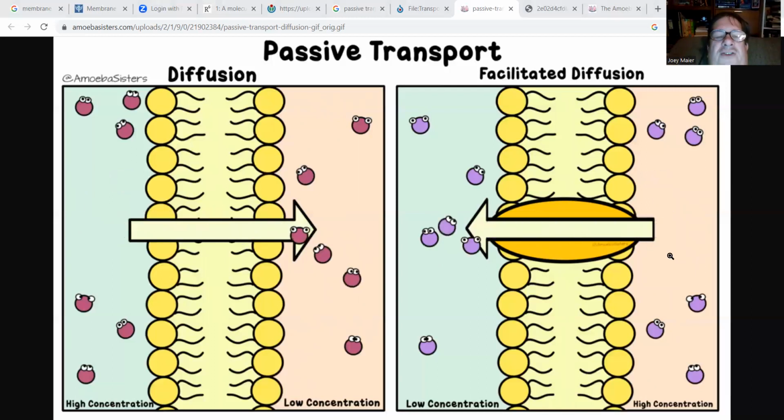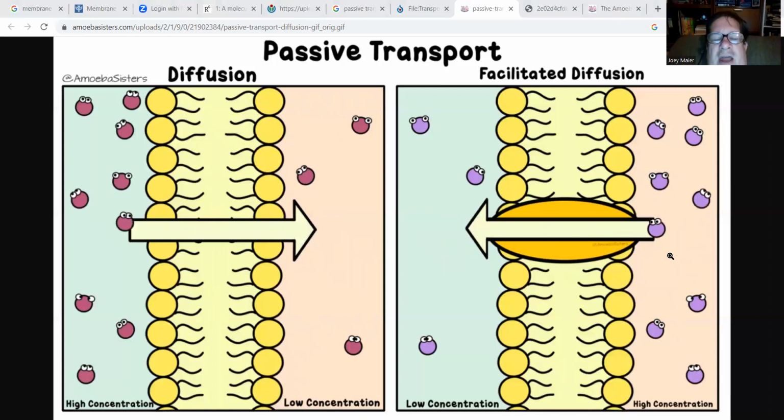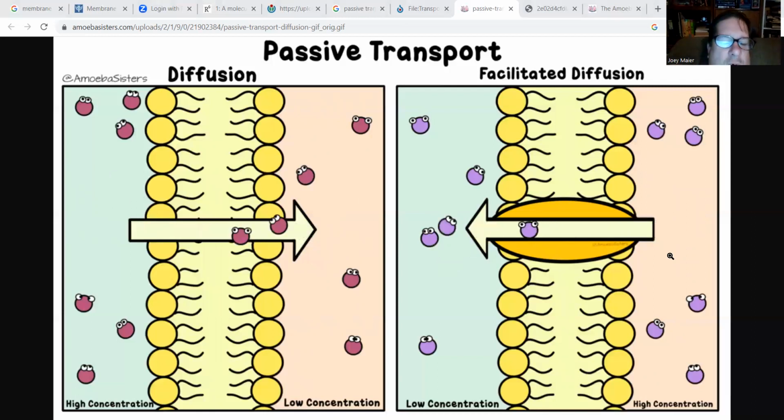Anyway, I hope that explains passive and active to you guys. Passive, no energy from the cell, active, energy from the cell. And we've got examples of both of those. And we'll talk more later.